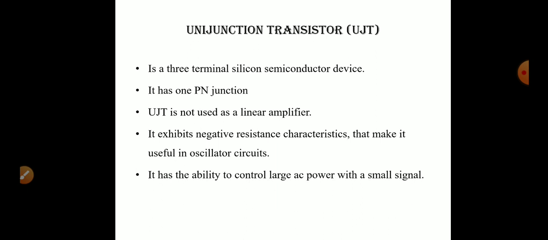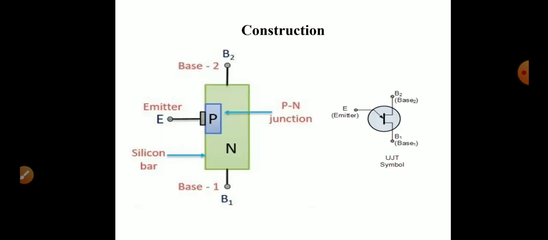SCR and triac are called power electronic devices because they can carry a large amount of power. That's why we can say that UJT has the ability to control large AC power with a small signal. We use this UJT to trigger the SCR and triac. SCR and triac are the power electronic devices.